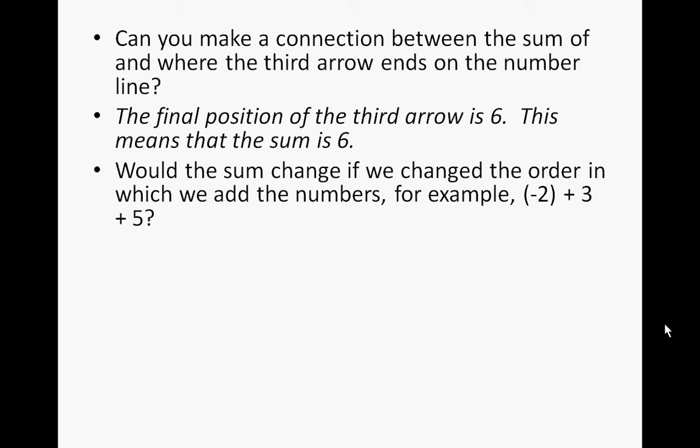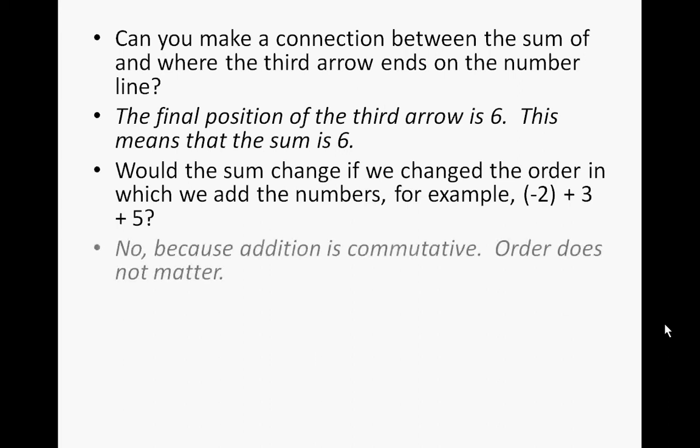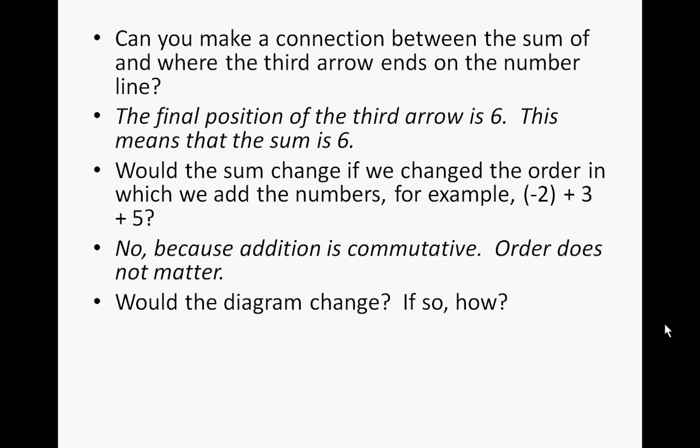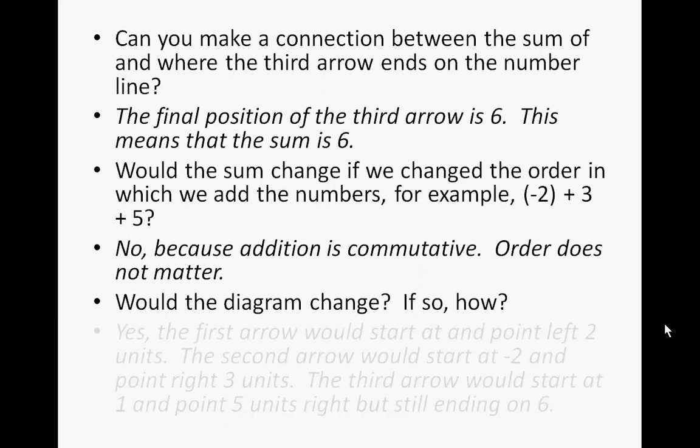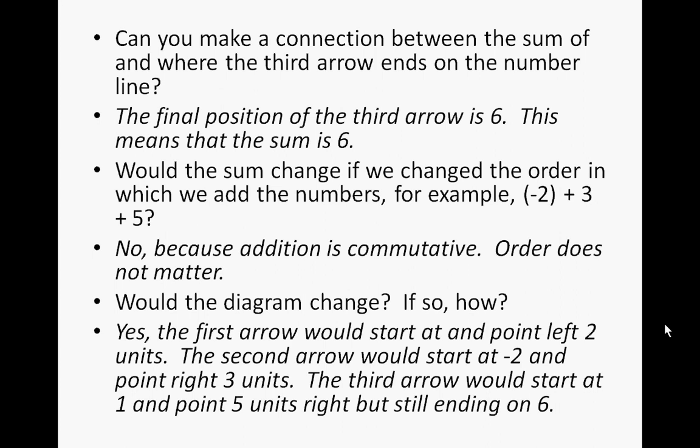So would the sum change if we change the order in which we add the numbers? For example, if we did -2 plus 3 plus 5. No, because addition is commutative, so the order does not matter. We would still end up at +6. So would the diagram change, and if so, how? Well, our diagram would change because the first arrow would start at 0 and point to the left 2 units. Then the second arrow would start at -2 and point to the right 3 units. And then the third arrow would start at 1 and point 5 units right, but it will still end on 6.